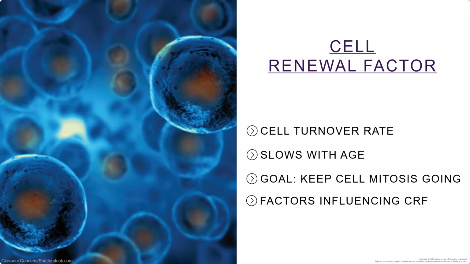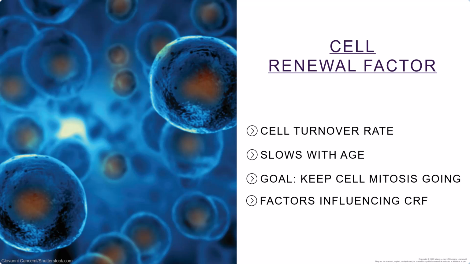So it's basically our skin coming from the lower layer to the outside layer. And this slows down as we age, and that's why typically older clients can exfoliate a little bit more. They have a little bit more leathery skin, and babies have very soft, supple skin because their cell renewal factor or their cell turnover rate is a lot less than someone my age, someone a little bit older than me. You know what I mean? And keeping this cell mitosis going is going to be one of our goals for skin preservation.